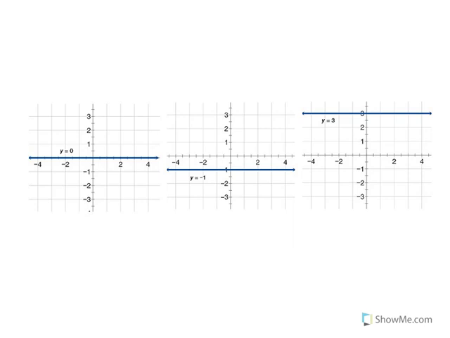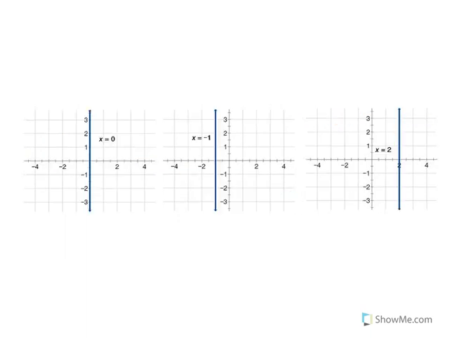As you can see, when y equals 0, the line travels across the origin on the x-axis, where all values of y are equal to 0. And when y equals negative 1, all the values of y equal negative 1 and make a straight line. And the same goes for y equals 3, where all the values of y are equal to 3.